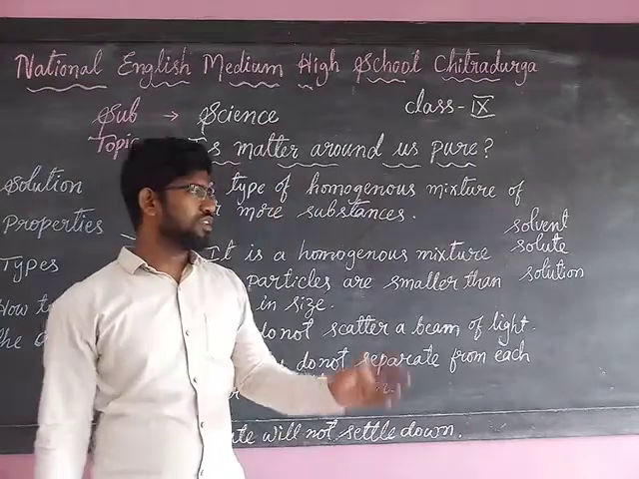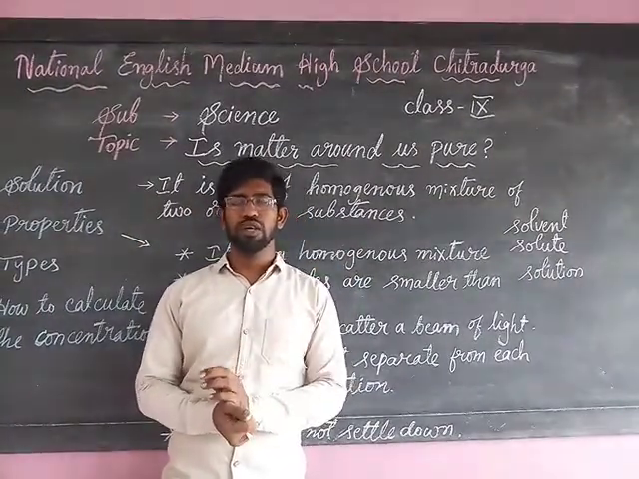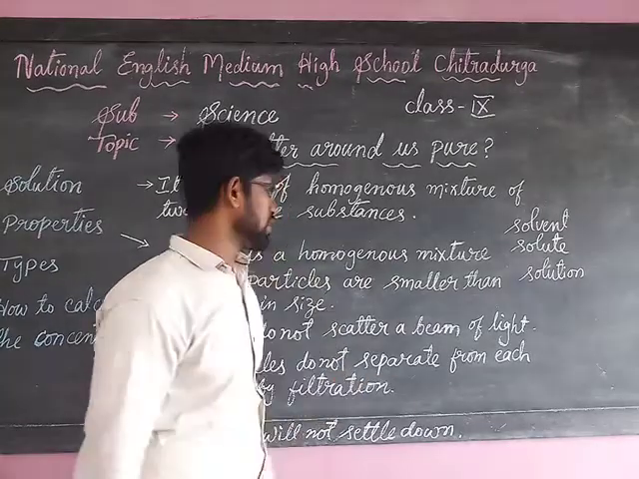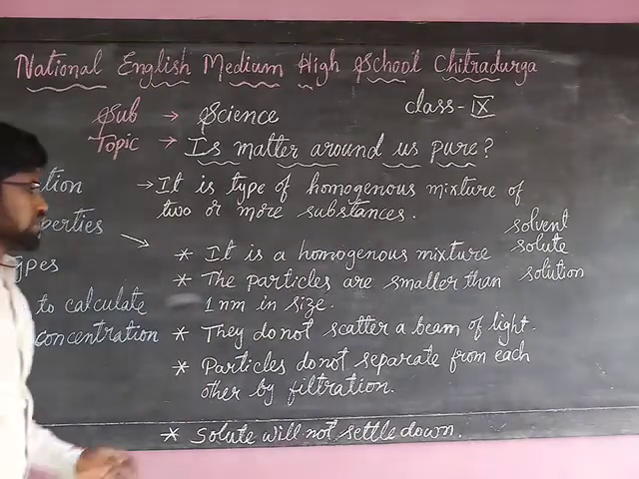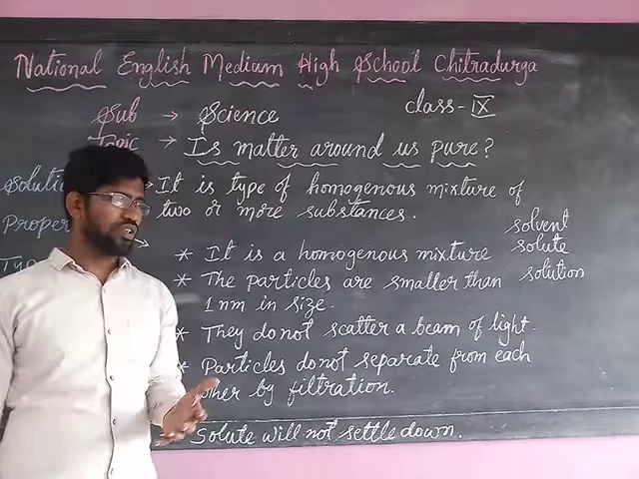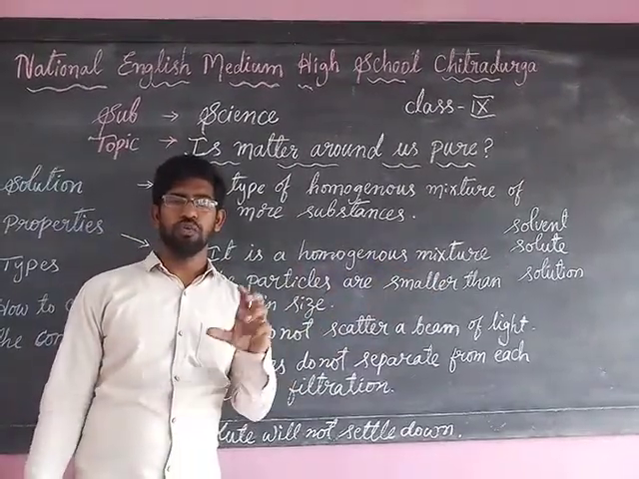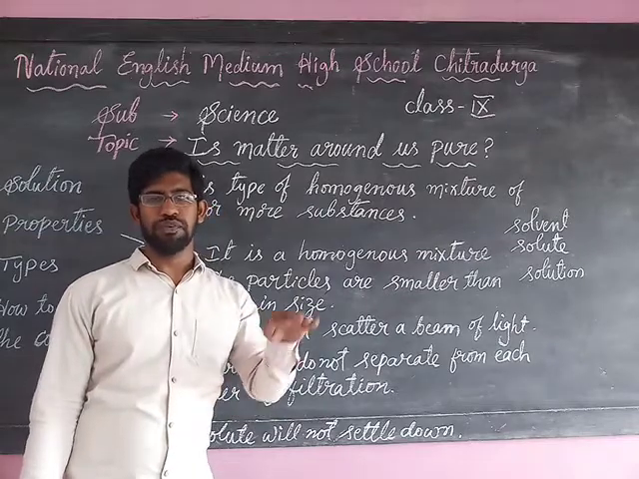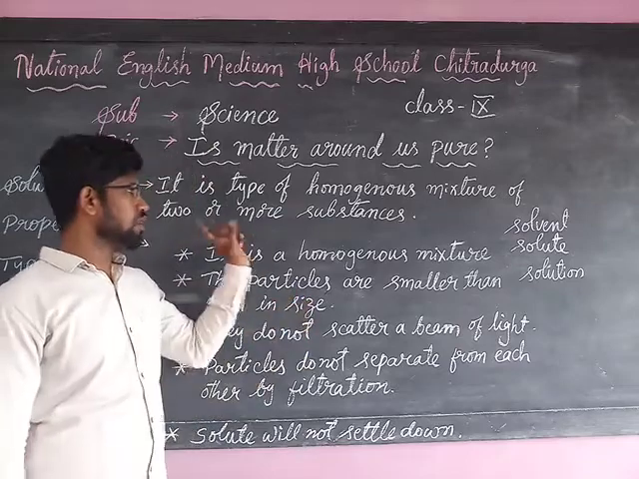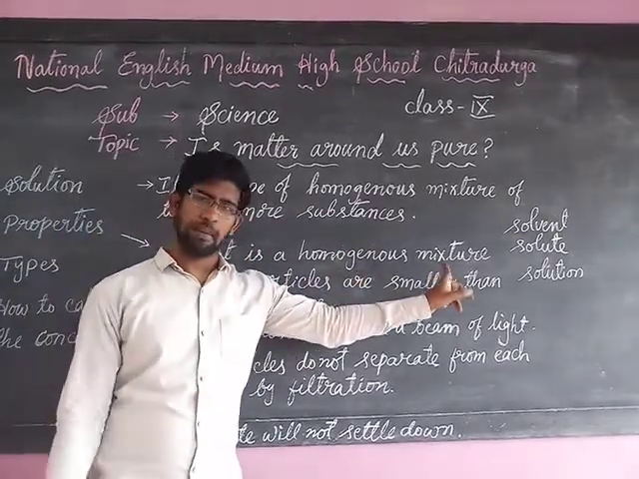After knowing about the solution, the solvent and the solute, we have to know the properties of a solution. Let me see the properties of solution. I have written a number of properties. First, it is a homogeneous mixture. As I told you, homogeneous means equally distributed particles in the solution. Such a type of mixture is called homogeneous. Understood? So the solution is a homogeneous mixture.